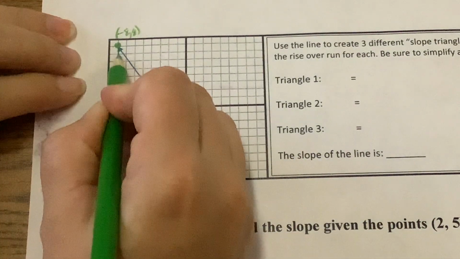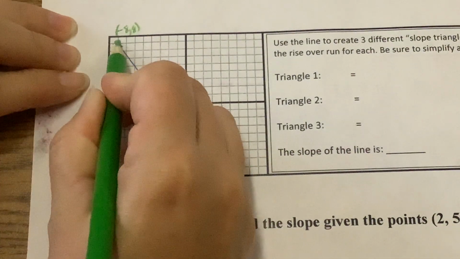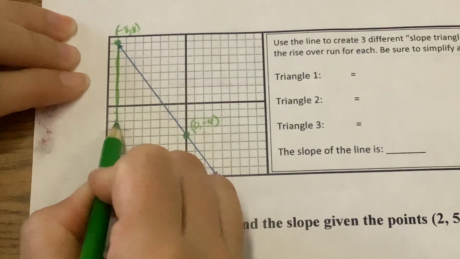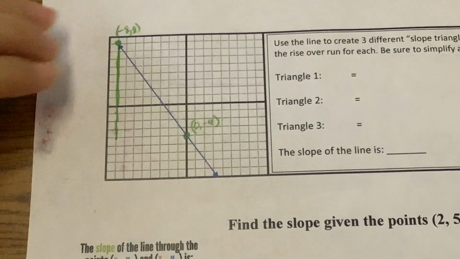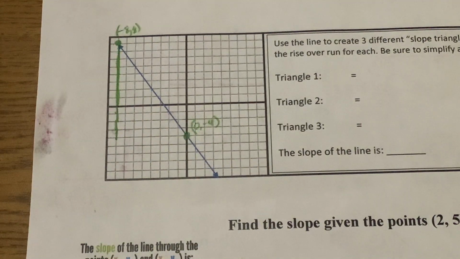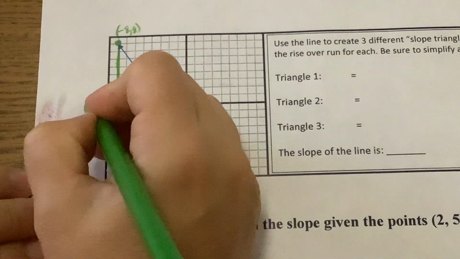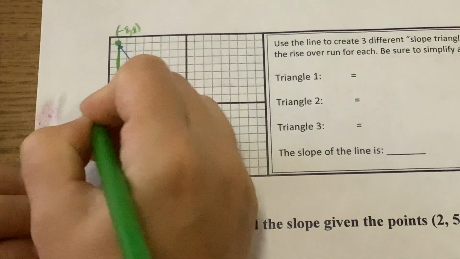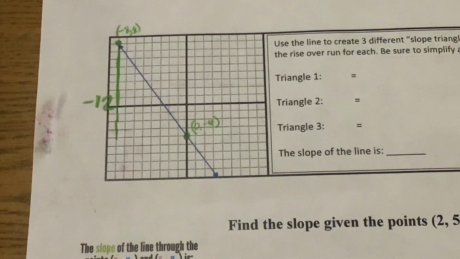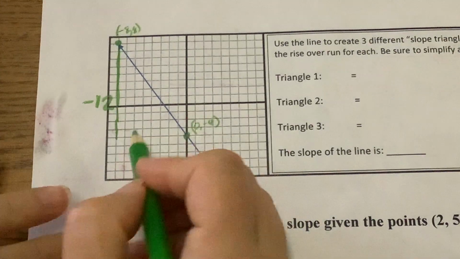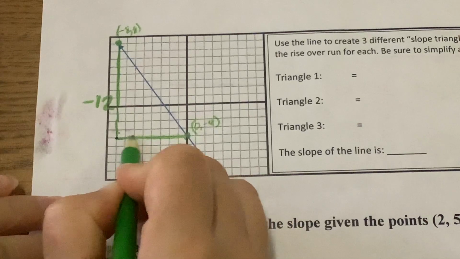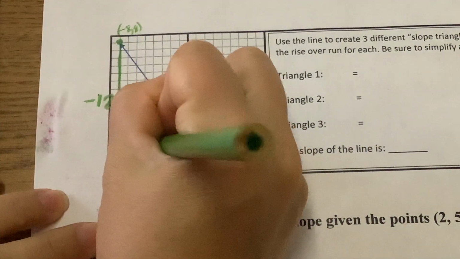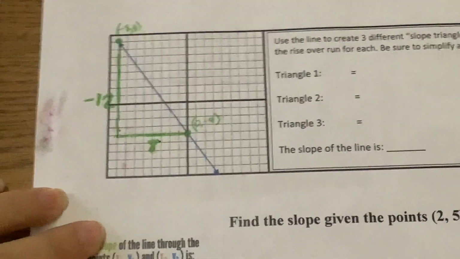Okay, let's see. This is 8 for sure. So 8, 9, 10, 11, 12. So I had to go down 12. To show that I went down 12, write -12 next to it. And then how far to the right do I need to travel? How far is this? 8.